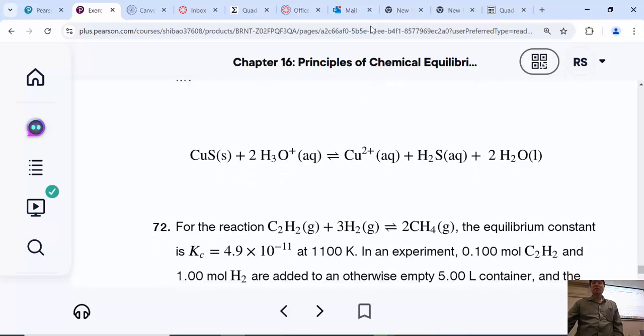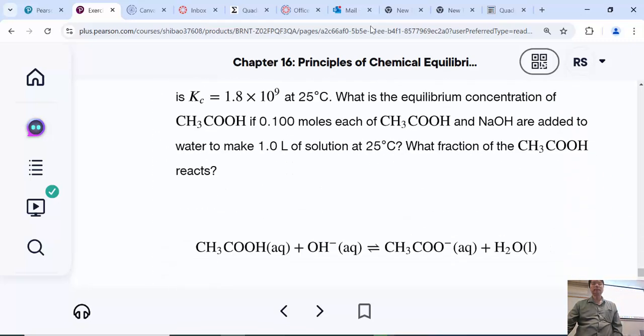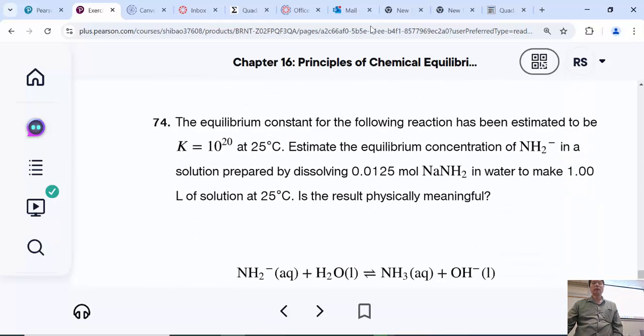So we'll take a look at an example. We're going to look at number 74 here. Number 74: the equilibrium constant for the following reaction has been estimated to be 10 to the 20th at 25 degrees C. 10 to the 20th heavily favors what? Product. Estimate the equilibrium concentration of NH2 minus.